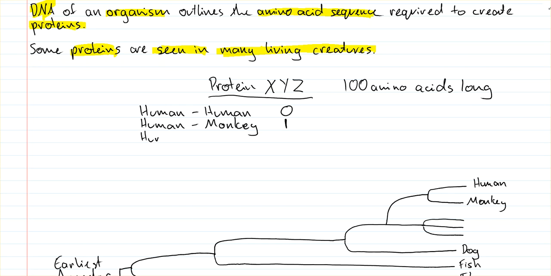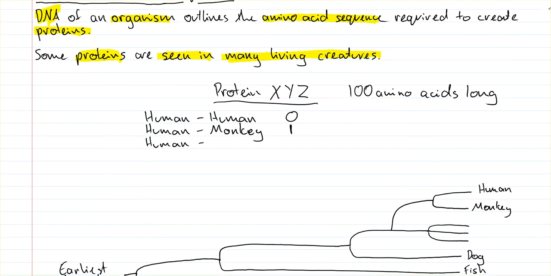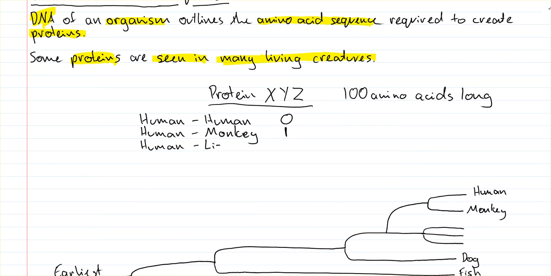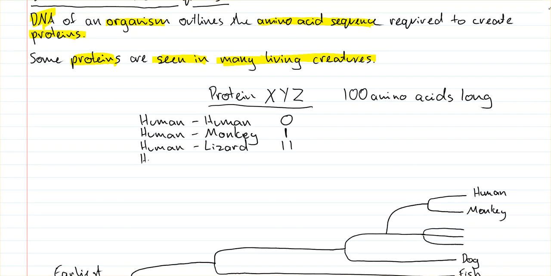Now let's look at a human compared to a lizard. So let's imagine a human and a lizard, and let's say that there are 11 differences in the amino acid sequence for protein XYZ. Now finally, let's imagine we are comparing a human and then just a type of bacteria. And in this type of bacteria, what we see is 38 differences. So 38 locations where the amino acid is different for protein XYZ.